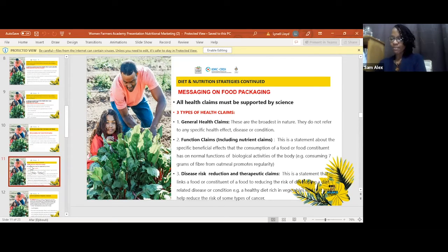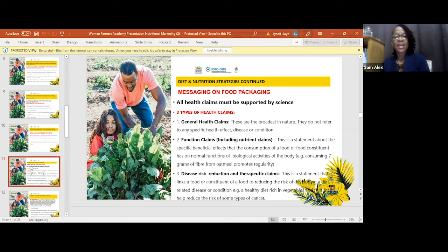Now let's talk about health claims. There are health claims that you are making on your food packaging, and we're still on labeling, and labeling is one of the mediums of nutritional marketing. So we have the general health claim. This one is the broadest in nature. It does not refer to any specific health effect, disease, or condition. Basically, this is about a nutrient or a substance in the food itself and the effect on health. For example, you can say calcium for strong bones and teeth. Absolutely no one can dispute that calcium is for strong bones and teeth, but this is a general claim.